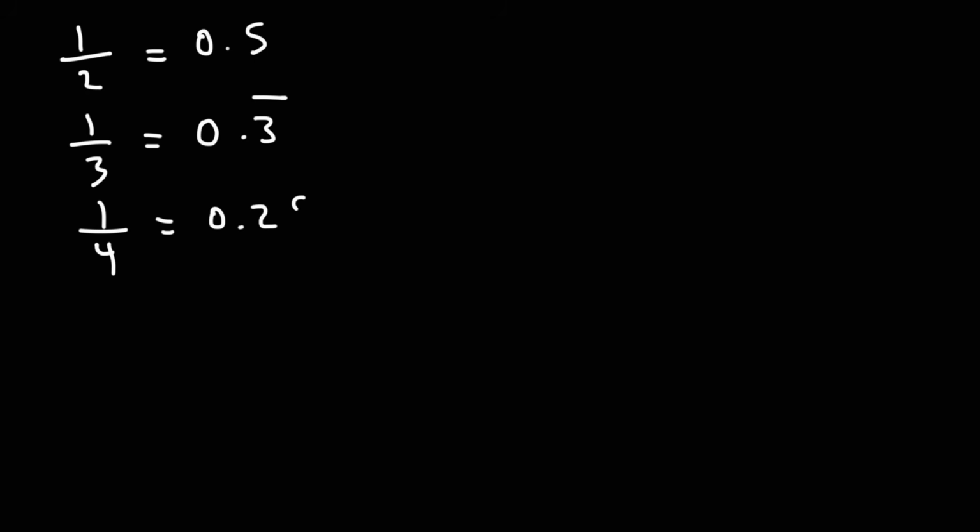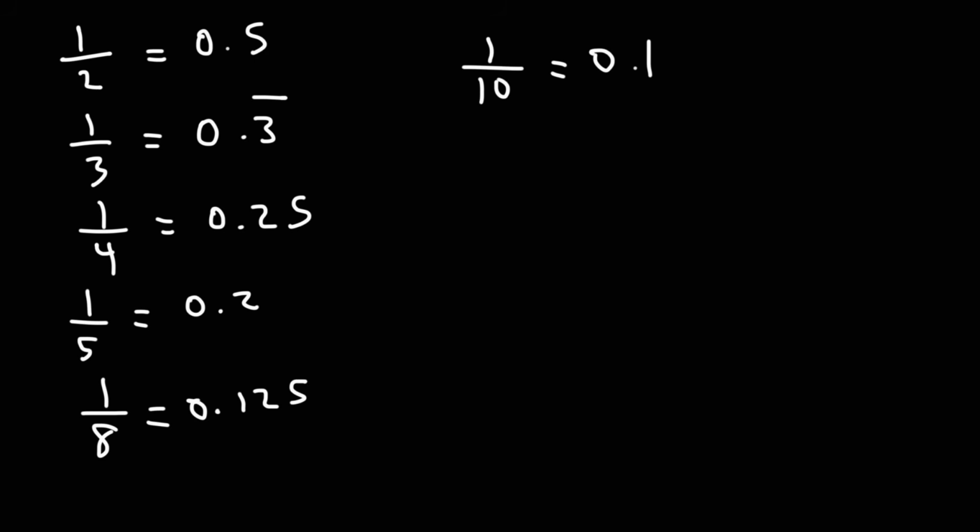Now, it helps to know the common values of some fractions. 1 over 2 is 0.5. 1 over 3 is 0.3 repeated. 1 over 4 is 0.25. 1 over 5 is 0.20 or 0.2. 1 over 8 is 0.125. And 1 over 10 is 0.1. If you know those, then you can quickly find the value of other fractions. And 1 over 20 is 0.05.